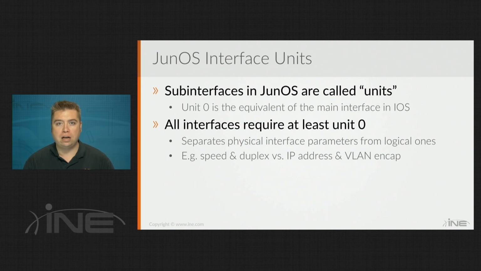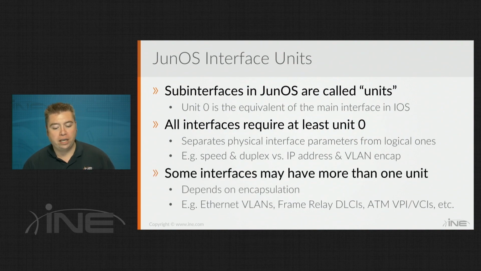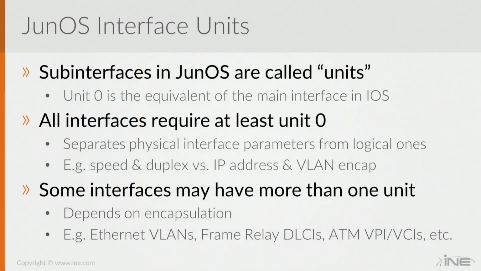For example, for Ethernet, a physical property would be something like the speed and the duplex, where a logical property would be something like the IPv4 or IPv6 address. Now, certain encapsulations likewise can have more than one unit, just like they do in iOS. So if we have Ethernet, we can have multiple 802.1q subinterfaces, or specifically .1q units. In Frame Relay, we could have multiple data link connection identifiers. In ATM, we could have multiple permanent virtual circuits, and then those would individually be assigned to different units.